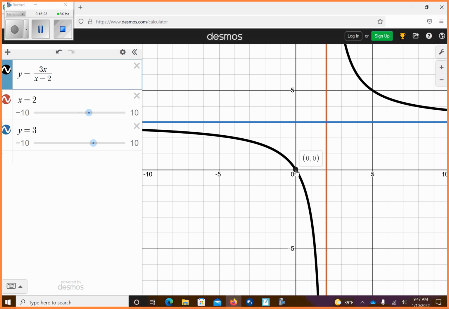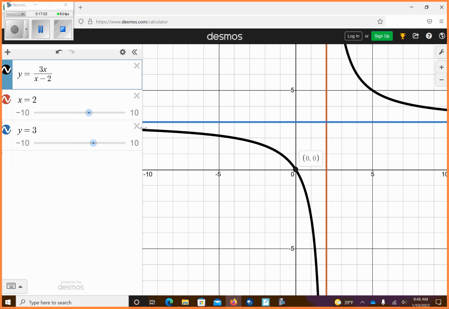If I took my y as 0 and plugged it in, I'd get 0 equals. And if I plug my x as 0 in, I get 3 times 0, which is 0, 0 minus 2, which is negative 2. 0 divided by negative 2 is also 0. Okay? So there are some things that the graph can tell you, some things you can look at to see where it would cross. Not every equation you plug in will have asymptotes. Some will have different.